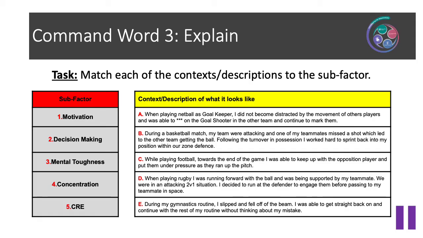I'd like you to complete this task. I'm going to pause the video in a minute and match each of the sub-factors down the left-hand side to the context description that is on the right-hand side. So each of the sub-factors are numbered 1 to 5. Each of the context descriptions are lettered A to E. So what description there matches up with motivation? Is it A, B, C, D, or E? For decision making, mental toughness, concentration, and CRE. So pause the video just now and go ahead and do that.